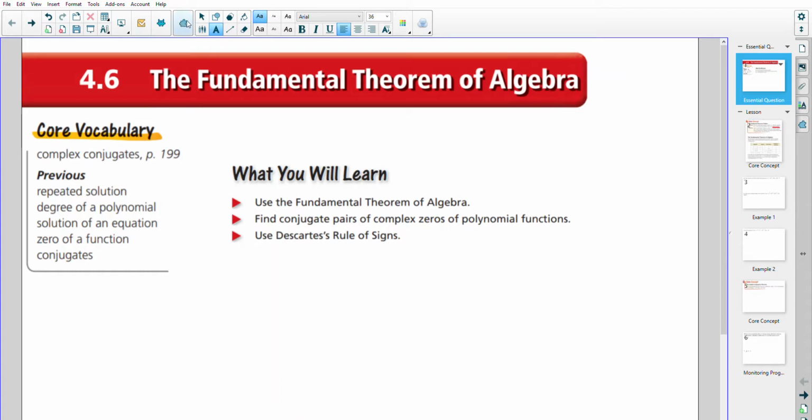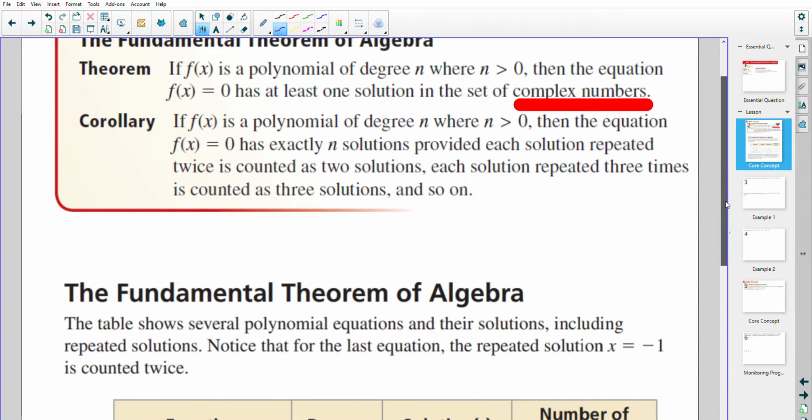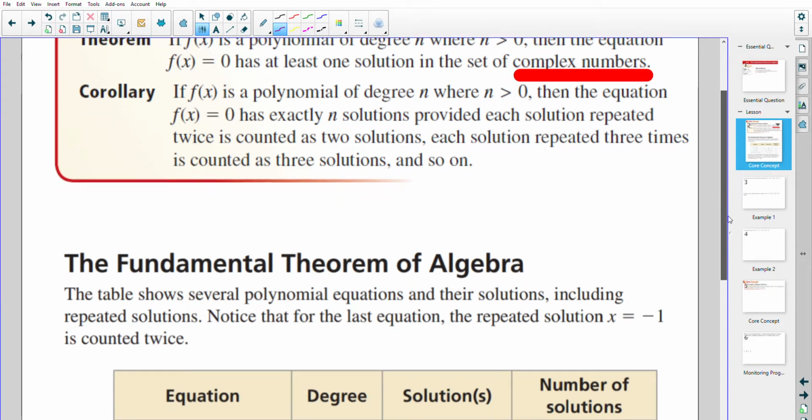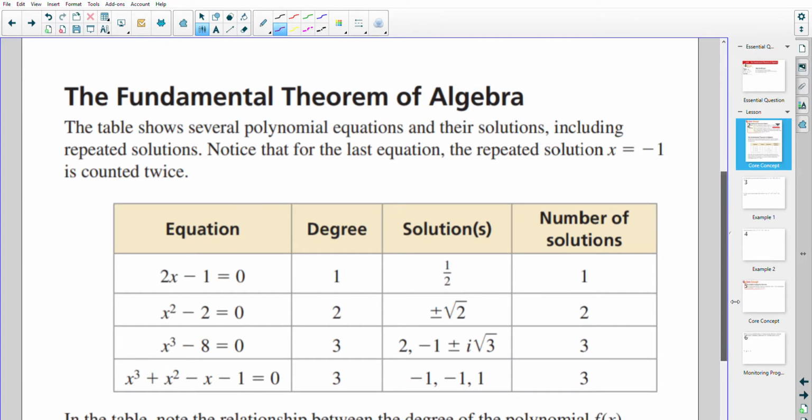Fundamental Theorem of Algebra, section 4.6, talks about how many complex solutions there are to a polynomial. Again, we're working with a complex number system, and that basically says that there are n complex solutions, and n refers to the degree of the polynomial.